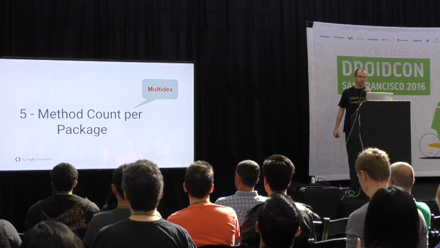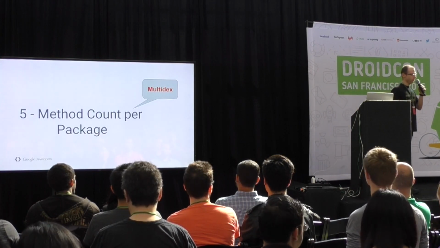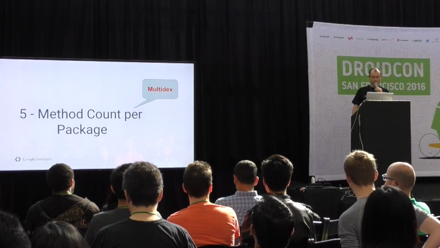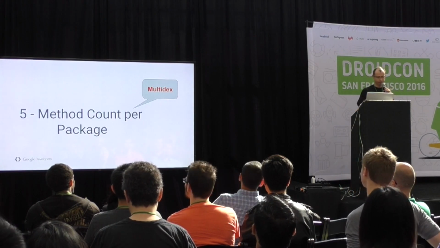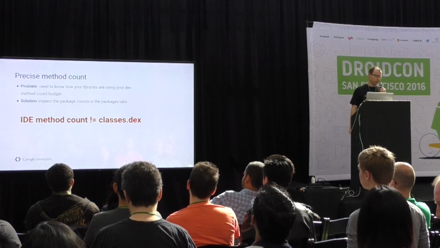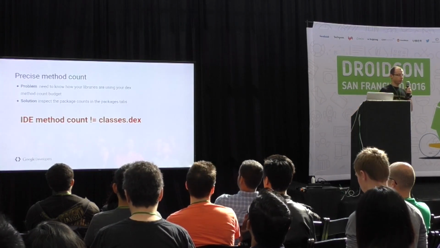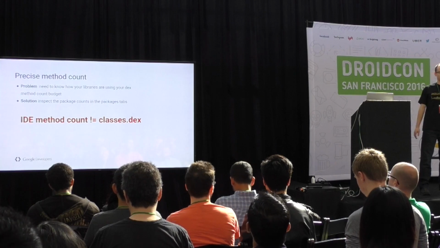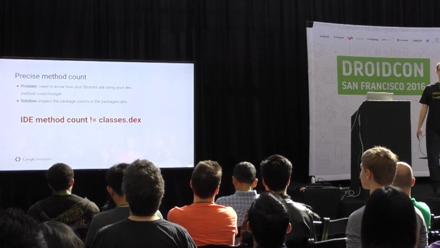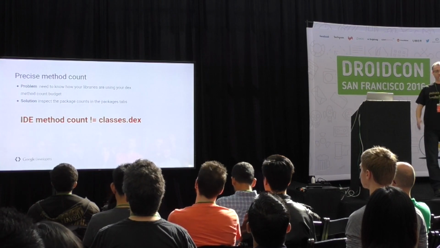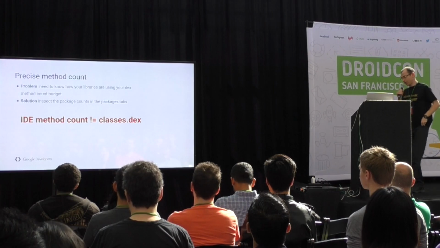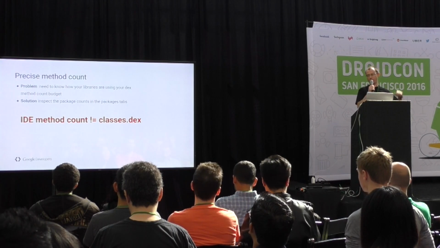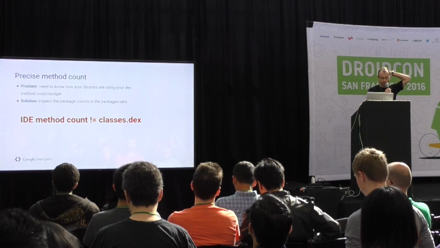Welcome, Multidex. Actually, the session after mine is also going to cover many interesting topics in Multidex. I truly recommend it. Method count per package. One of the problems, and you know what, let me just say two sentences about the Multidex limit. Each classes.dex can have up to 65K method references. And when you go beyond that, the problem begins, because the toolchain will not be able to compile it.